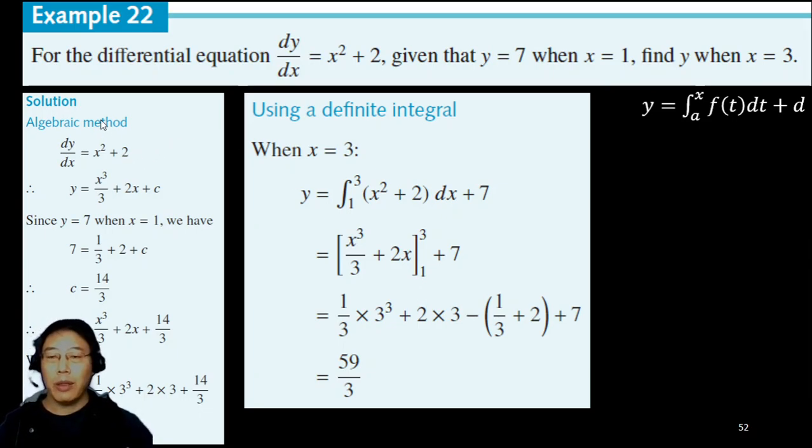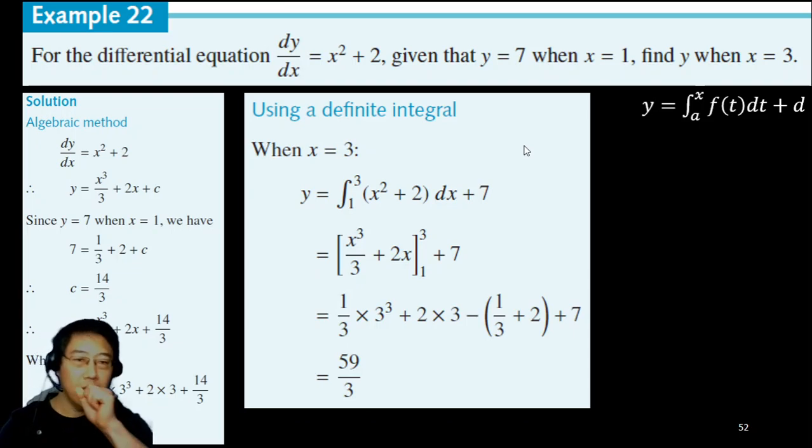So the original method, that's the way you would have done it before doing this exercise. You have dy over dx, you anti-differentiate, you will get a general form. You substitute x equals 1 and y equals 7 to find the value of c, which is here. That gives you the exact form of y, and then you will substitute x equals 3, simplify, and get the value of y. Now with a definite integral, I would use this formula.